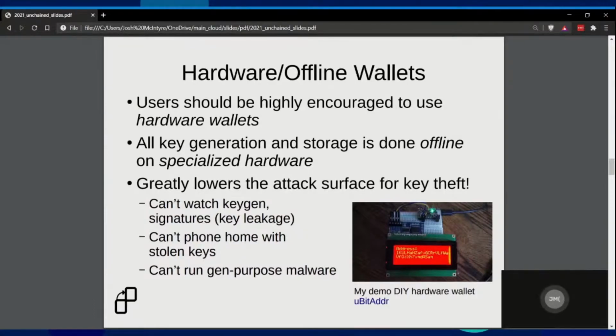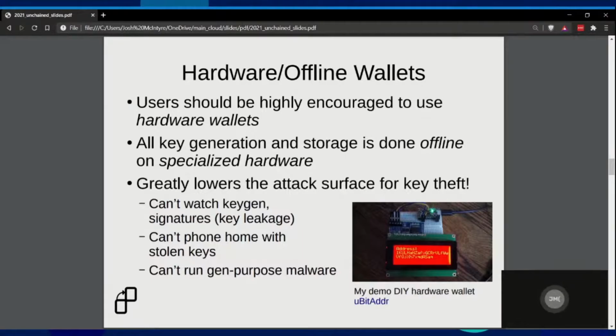I actually made a demo proof of concept of my very own hardware wallet called MicroBitAdder, uBitAdder. This was a demo proof of concept that currently only does single key pairs, but it was a demonstration that I had a chance to talk about at DEF CON and some other talks. This is something that can be done with open hardware, open software, and it's a really neat and interesting way to generate keys and store keys.